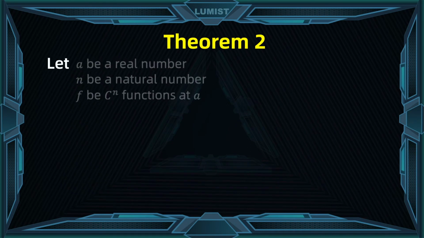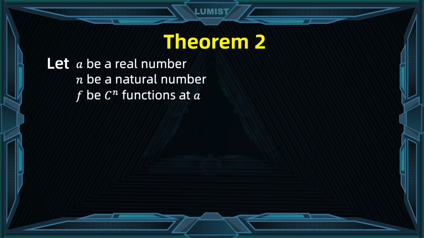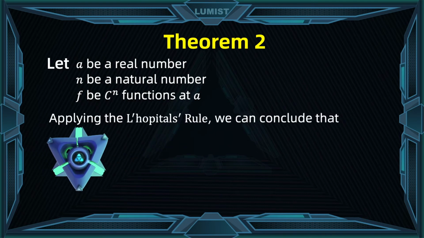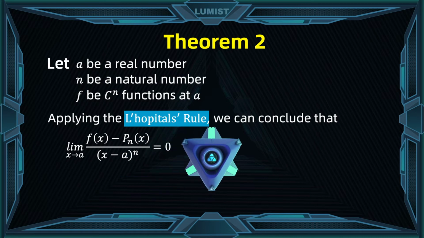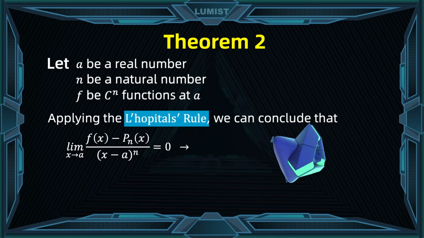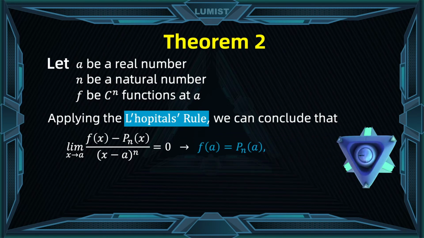In our second theorem, we let a be a real number, let n be a natural number, and let f be C^n functions at a. Applying L'Hopital's rule, we can conclude that from the limit of (f(x) minus p_n(x)) over (x minus a)^n as x approaches a equal to 0, we can get f(a) equals p_n(a).